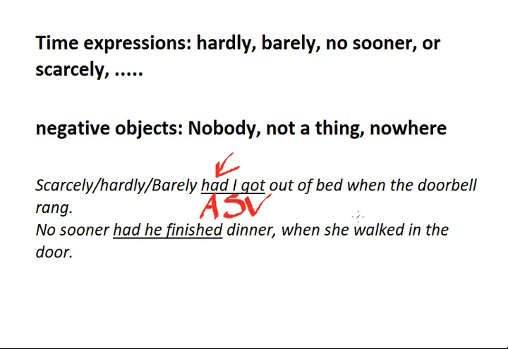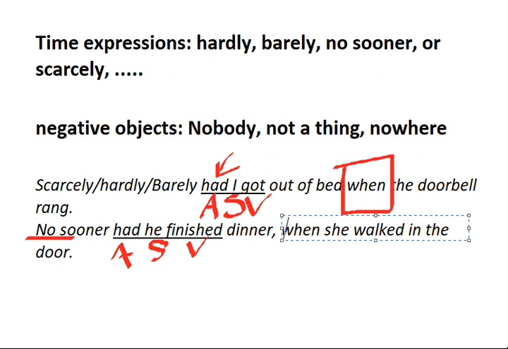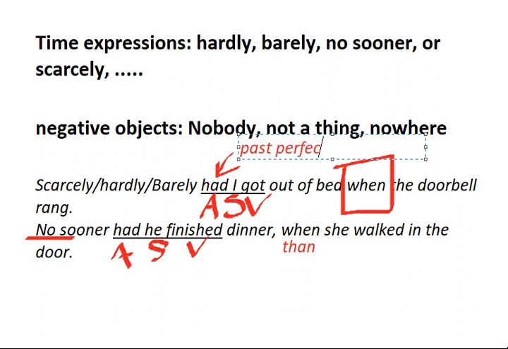But in English we do. If we use scarcely, hardly, barely, we have to use the past perfect and we must use when. Okay? The rest of the sentence would be past. Look at no sooner. No sooner had he finished. Auxiliar, sujeto y verbo. And here I have used when. But really, don't be surprised if you see a than in a sentence also. Usually for no sooner we use than, and when for the others. But here you see it in action. And remember, past perfect.